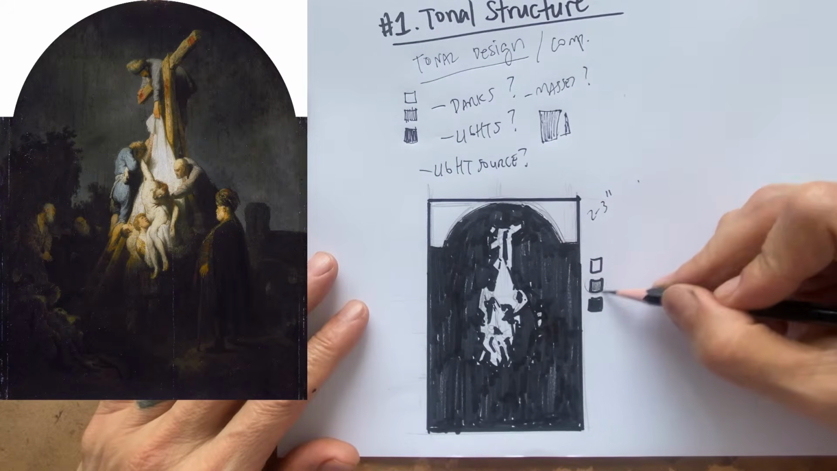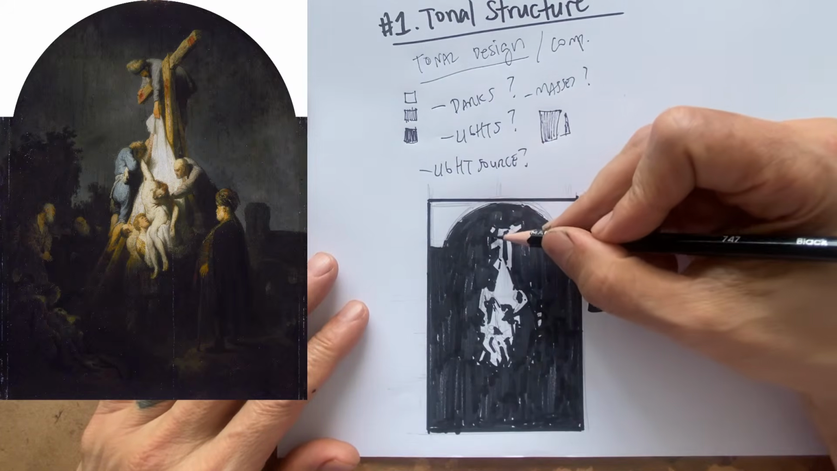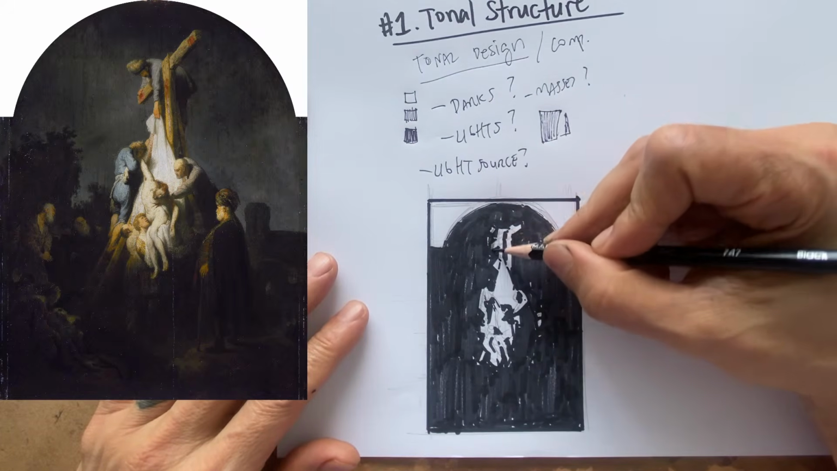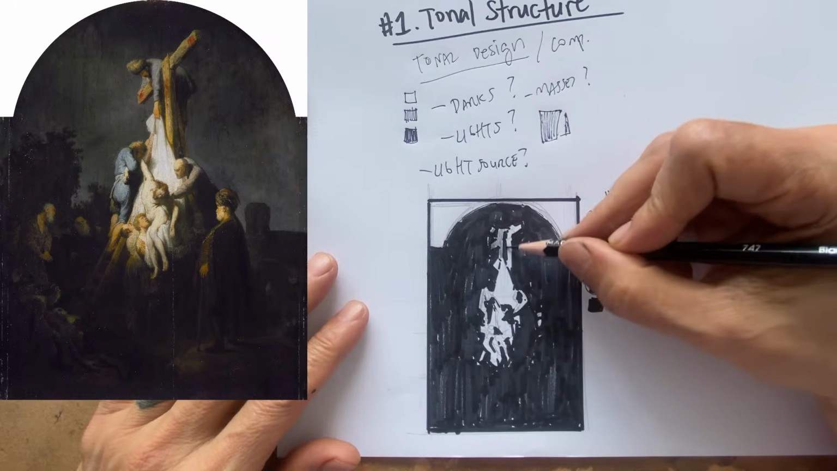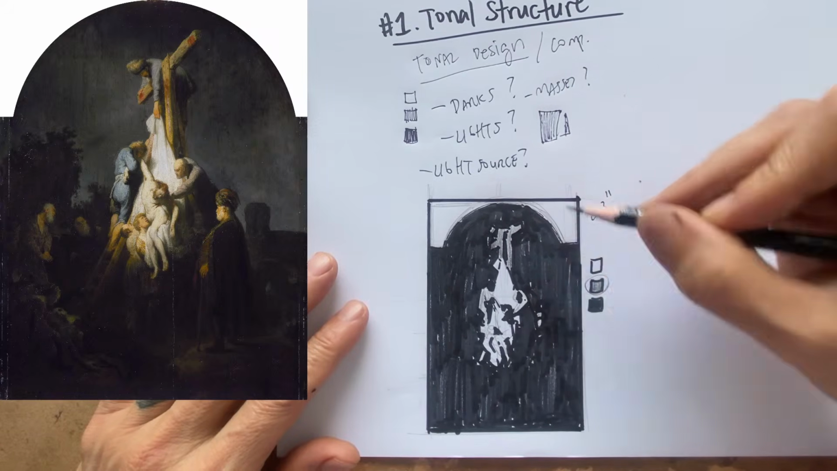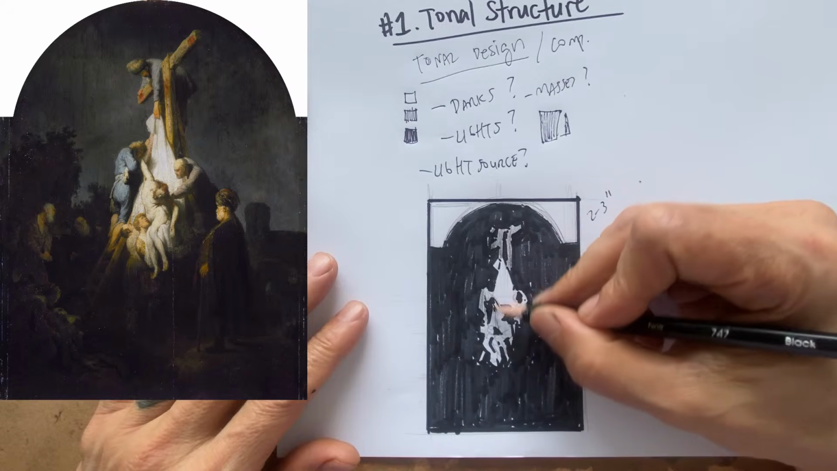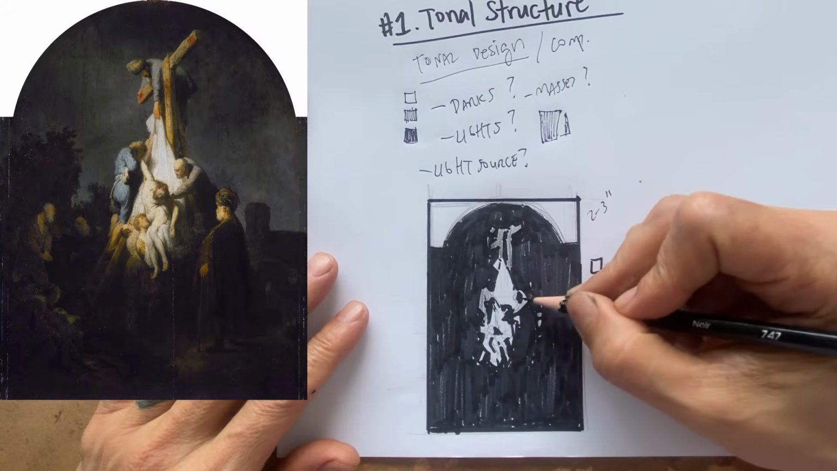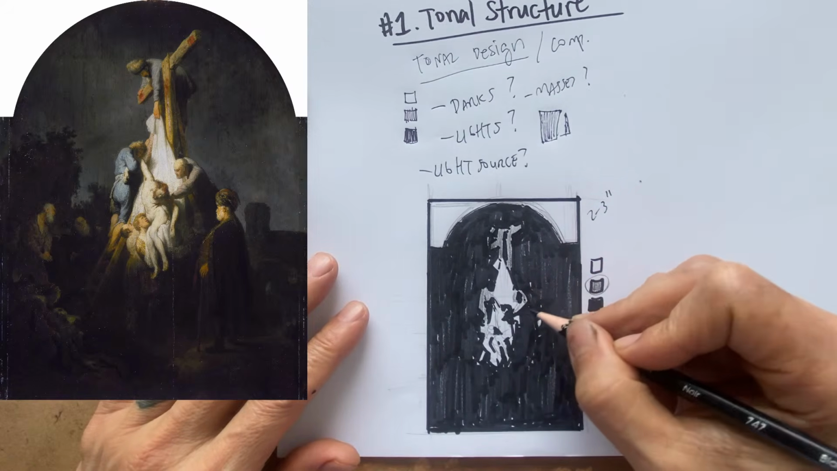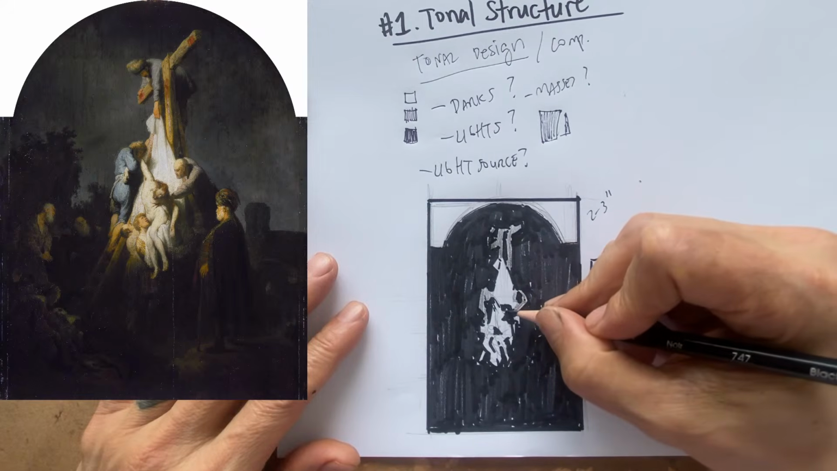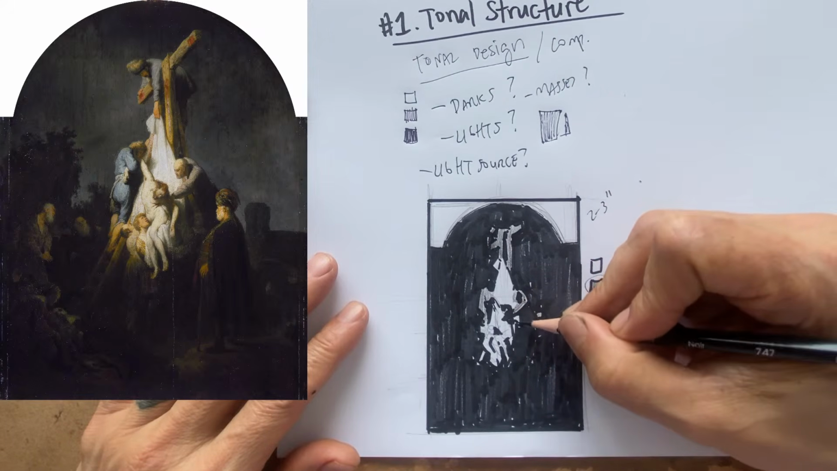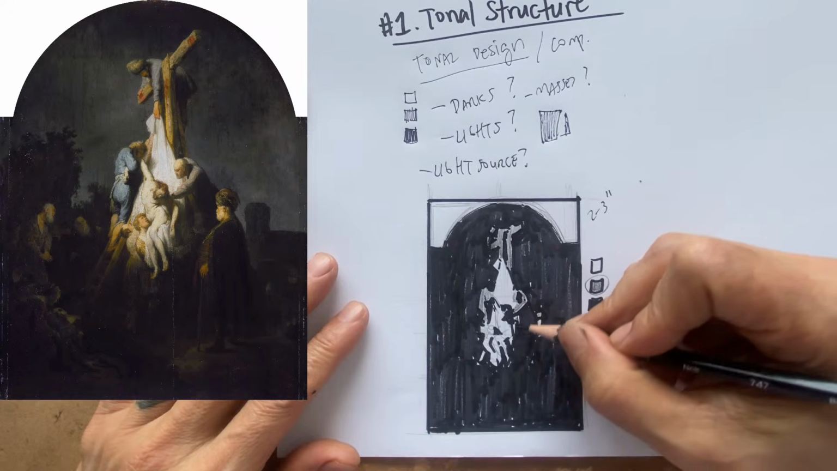So next is the halftone, right? Next is the halftone, and that's basically everything except for Jesus and the cloth. That's right. See, this is more massing, but halftone massing. So we did dark massing. Now we're going to do halftone massing.